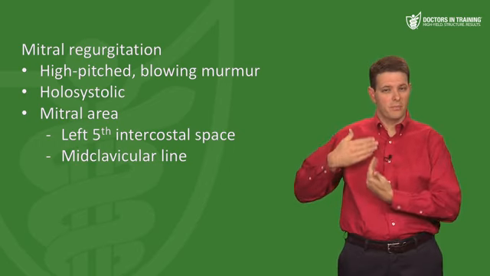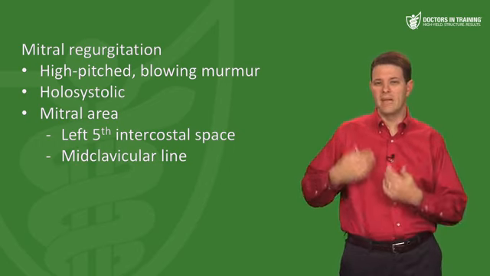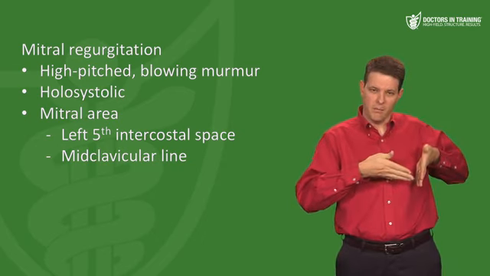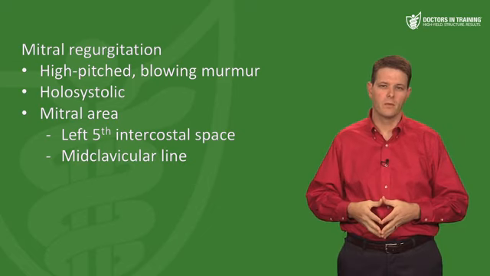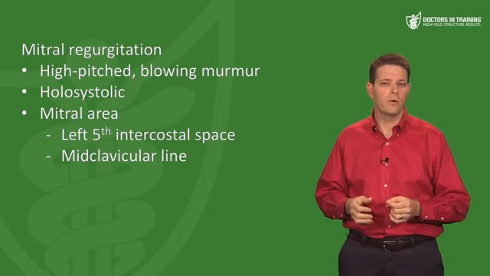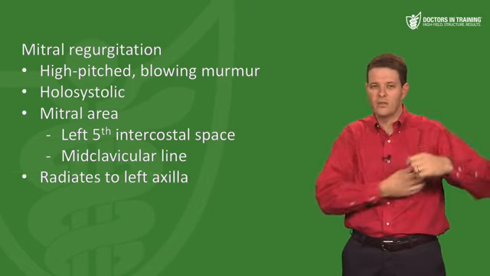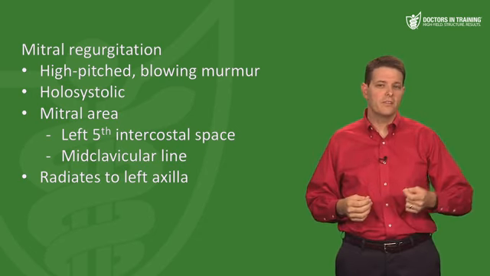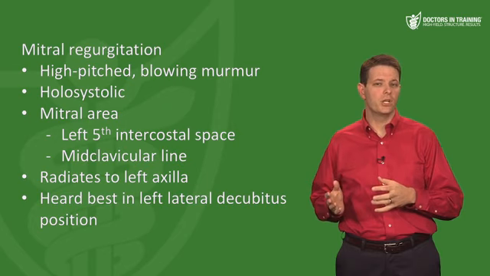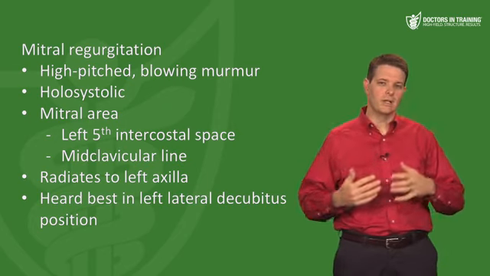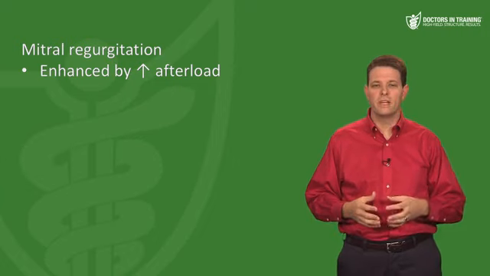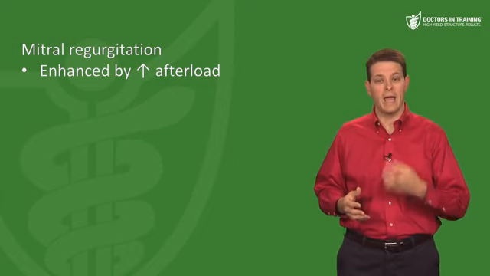The opposite end, superior and medial, is sometimes called the base of the heart. It's almost like the heart's a pyramid with a wide base up top and the point of the pyramid down here. Another good clue is that mitral regurg murmurs can radiate to the left axilla. So if you put your stethoscope in the axilla, you might hear the murmur up there too. And we also said that mitral murmurs are better heard when you put the patient in the left lateral decubitus position, lying down on their left side. Mitral regurg is enhanced by maneuvers that increase total peripheral resistance, or afterload.